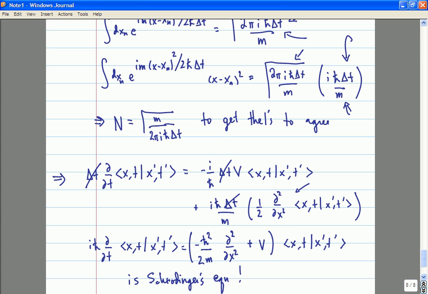Okay, so let me stop here and see if there are any questions. Okay, we're going to continue next time with a more detailed discussion of this path integral formulation.